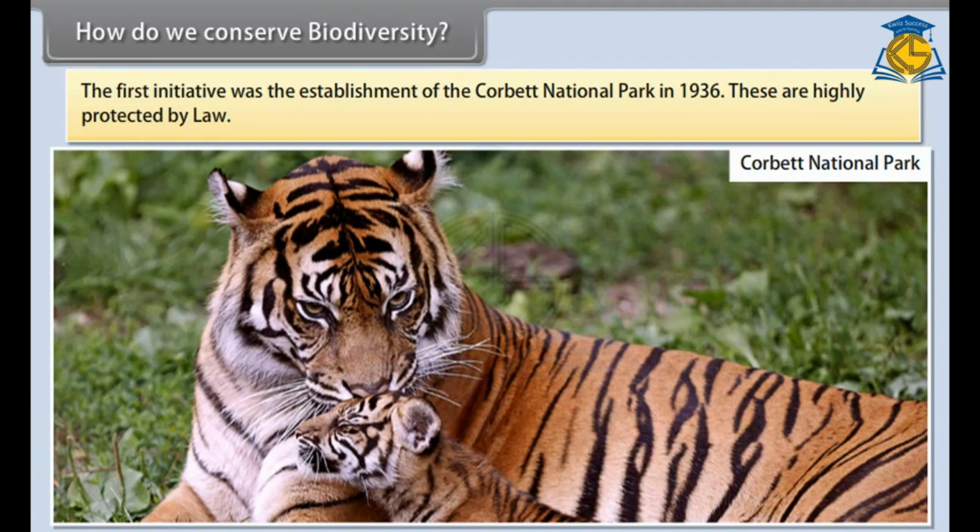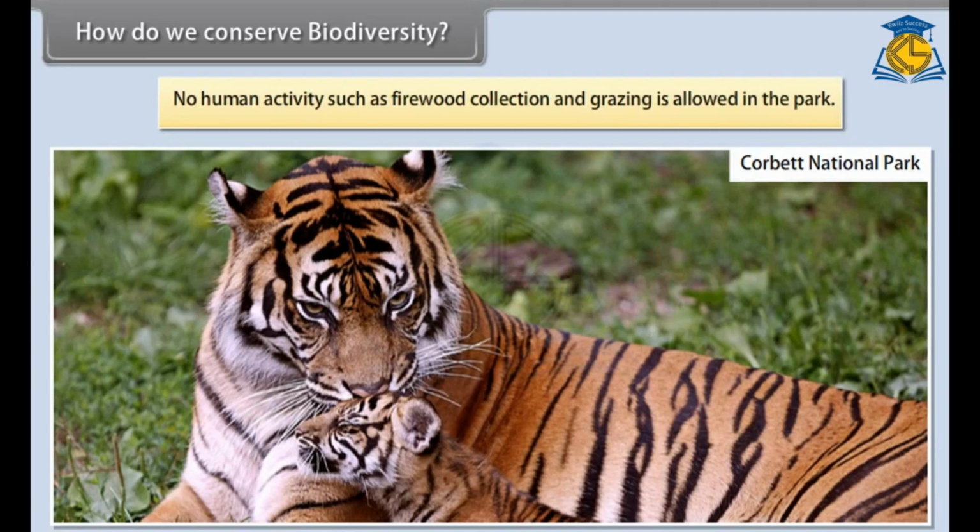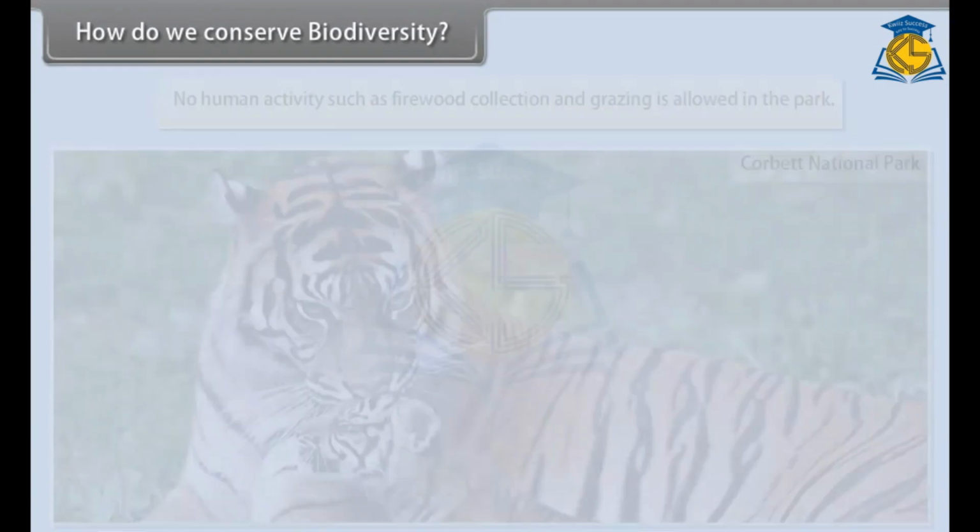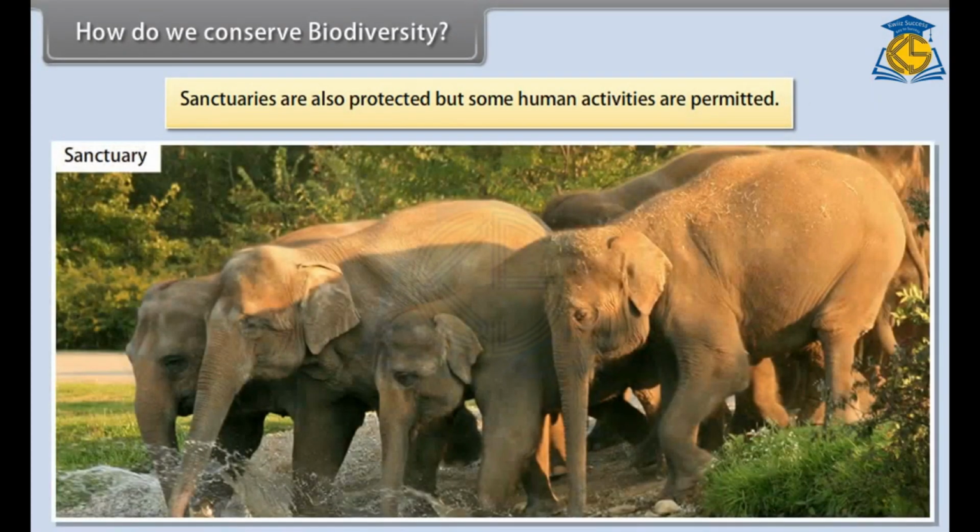These are highly protected by law. No human activity such as firewood collection and grazing is allowed in the park. Sanctuaries are also protected, but some human activities are permitted.